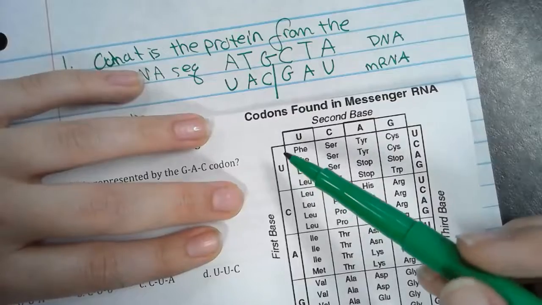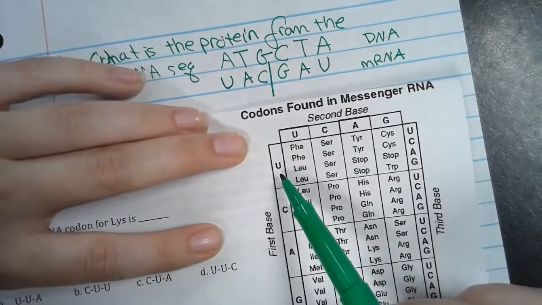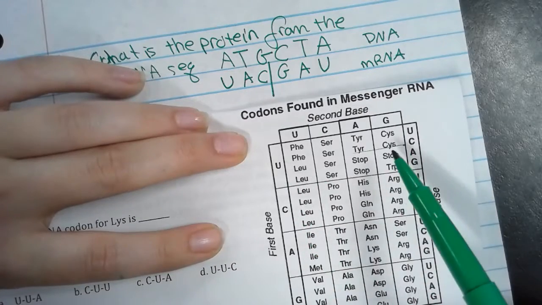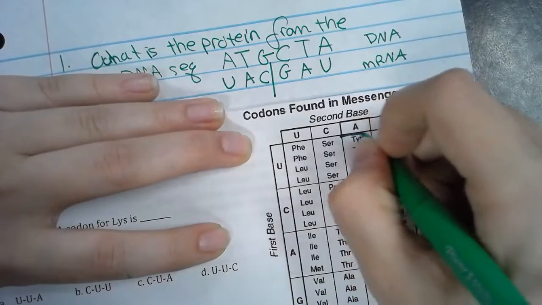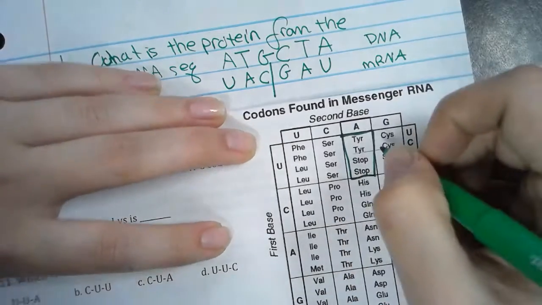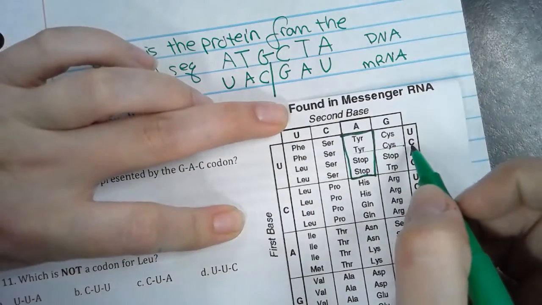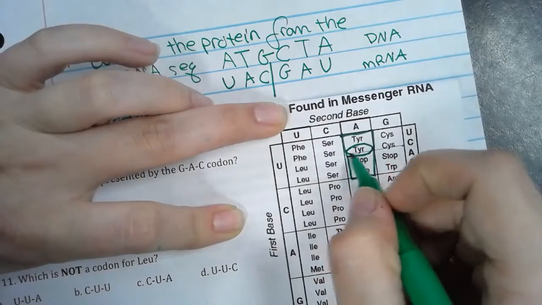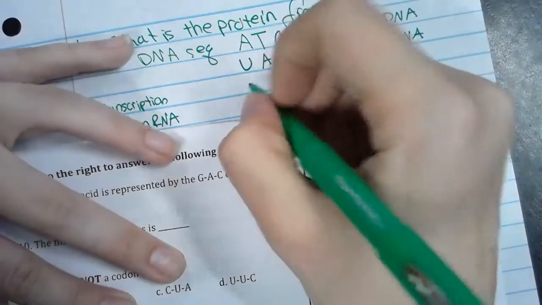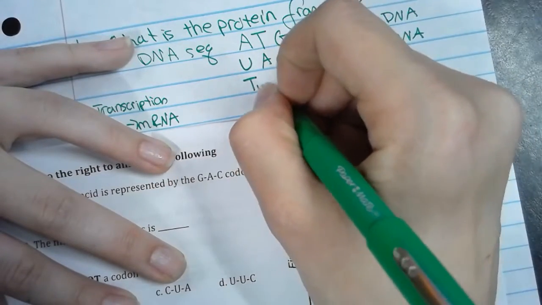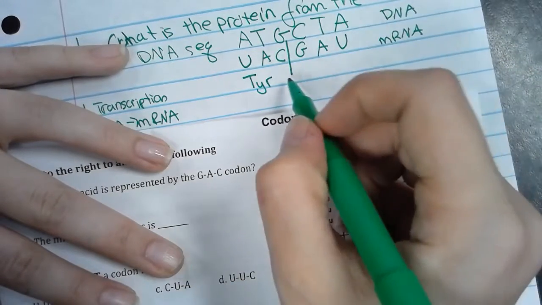To read this chart, I'm going to find my base on the very left. This is U. That means that my answer needs to be somewhere in this row. My second base is A. So that means that now my answer needs to be in this box. And then my last letter in my codon is C, which now means that it's going to be in this box in this row. So my first amino acid is TYR, which stands for tyrosine.